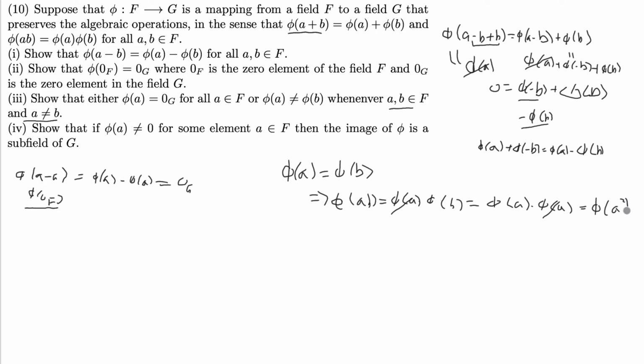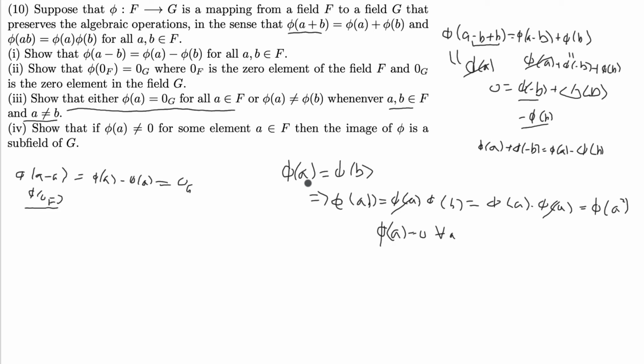Let me rephrase what I was going to say. It's not that we'd like to apply cancellation. This equality actually does make sense if phi of A is equal to 0 for all A. And then this equality will always hold. But that will lead us to our first case. That is, this is possible.